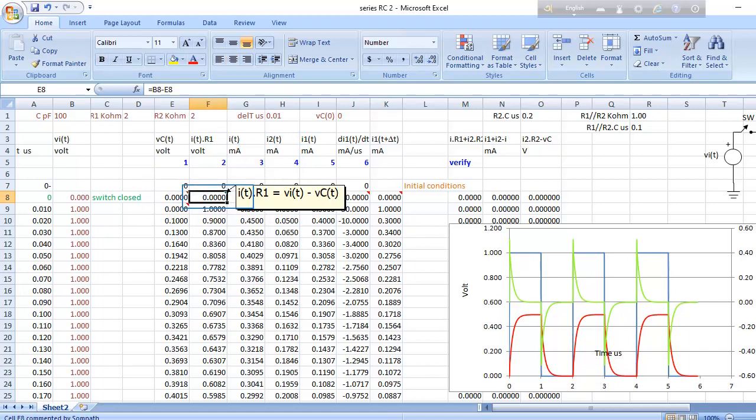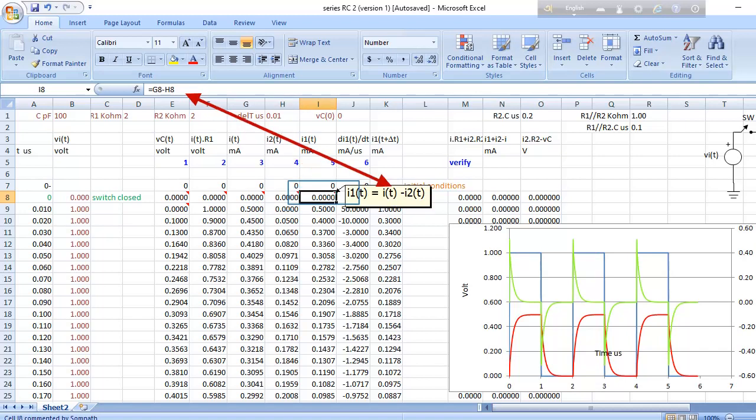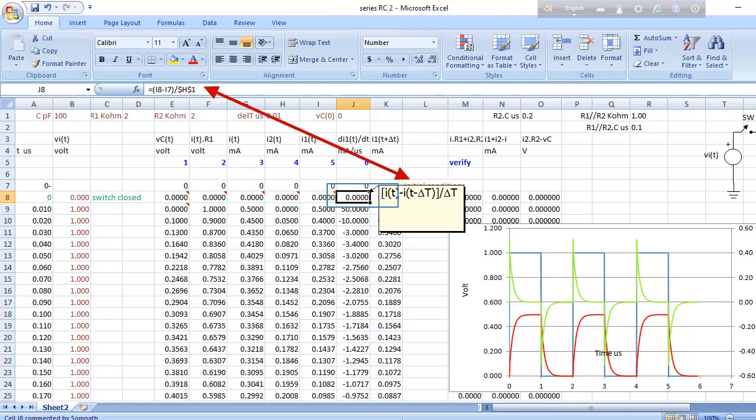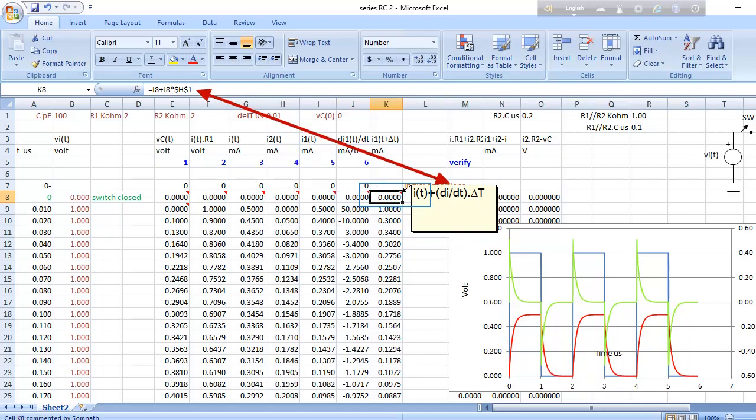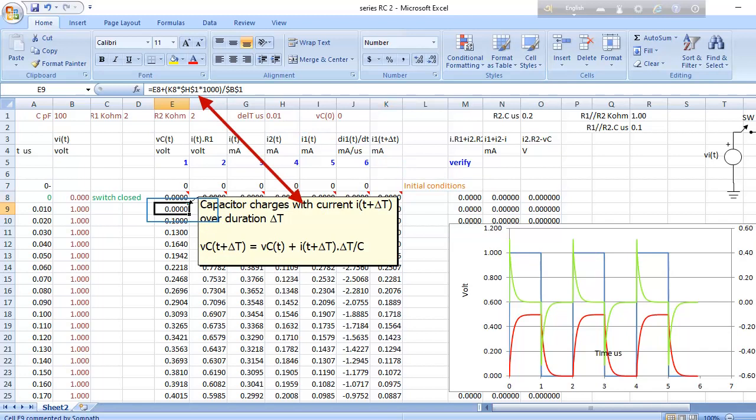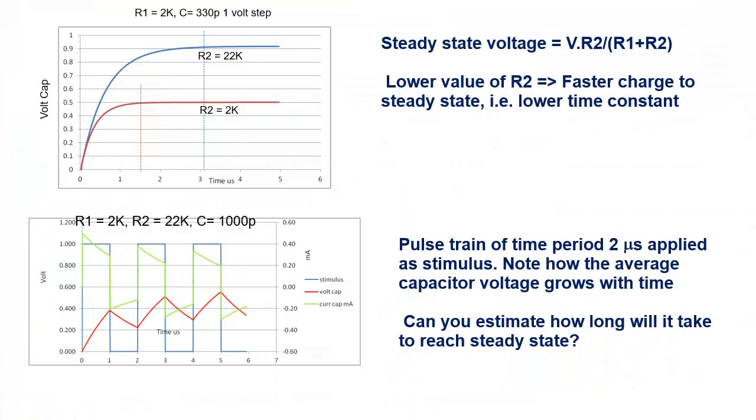We now walk you through the various variables without audio commentary. Other formulas are same as before. Let us discuss some results now.